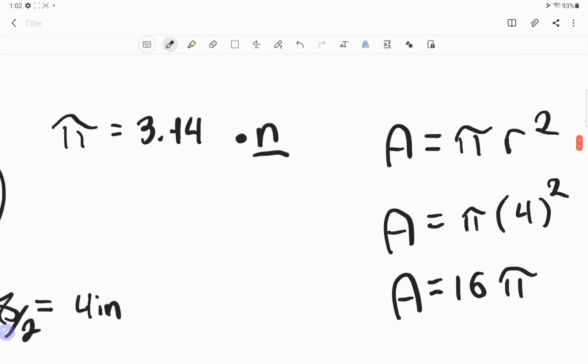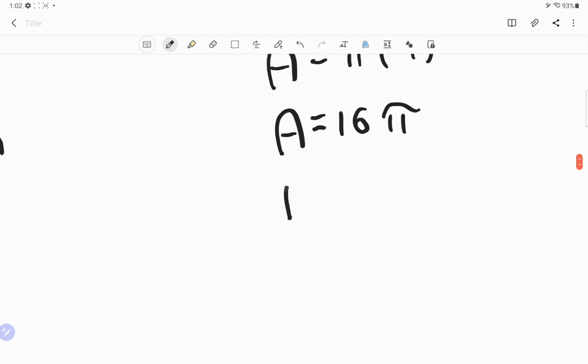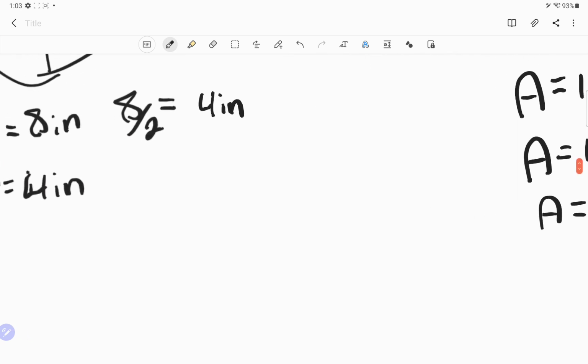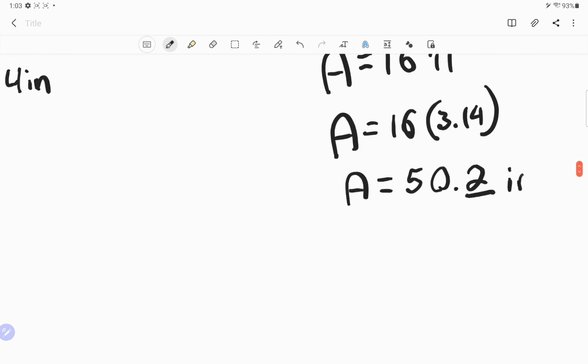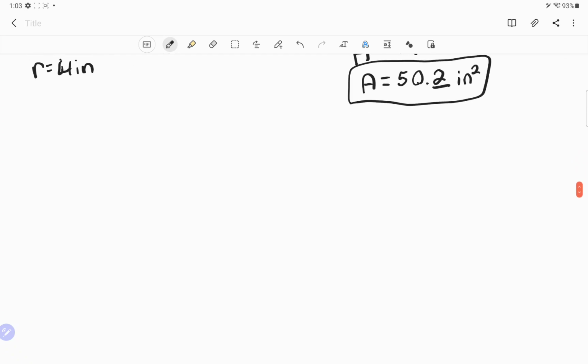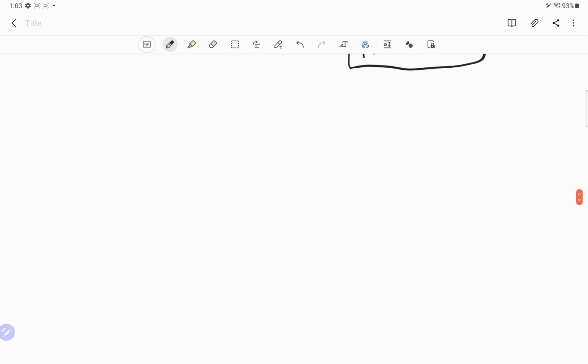I'm going to be rounding to the nearest tenth. I never did this in class, but I'm going to do it right here. I'm going to show you guys that I'm actually multiplying by 3.14, which is going to give me A is equal to 50.2, because I am rounding to the nearest tenth. I believe it's inches squared, and that should be my answer for that. Not very hard. All I did is plug in. All I did is figure out my radius, and once I figured out my radius, I was able to do it just fine.